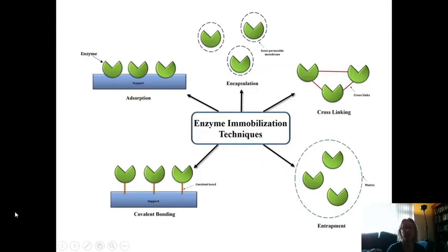So we're going to look at various different ways in which we can immobilise enzymes. We've got adsorption that we'll have a look at. We'll look at cross-linking, entrapment and covalent bonding as some of those. And we'll look at some of the processes that those enzymes are used for as well.